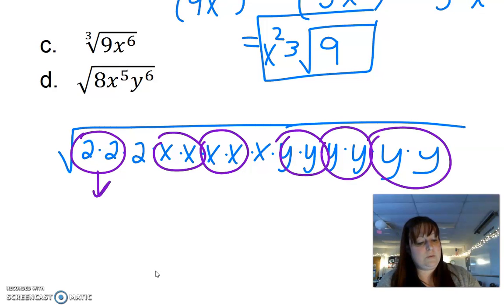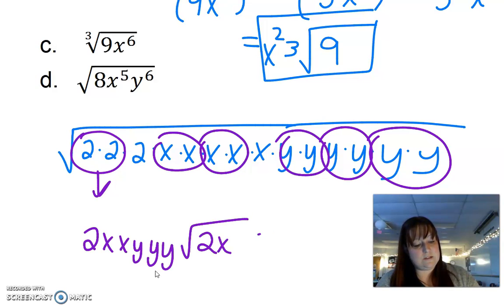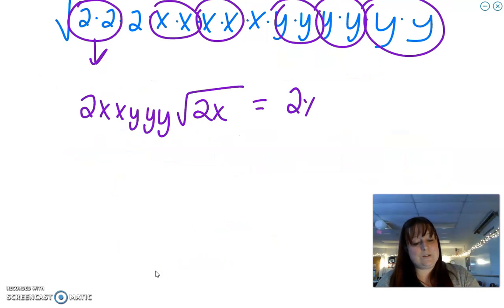So from each group, outside the radical, we end up with a 2, an x, a y, and a y. And inside, we're just left with 2x. So that equals, and you probably can't see that behind my big head, 2x squared y cubed root 2x.